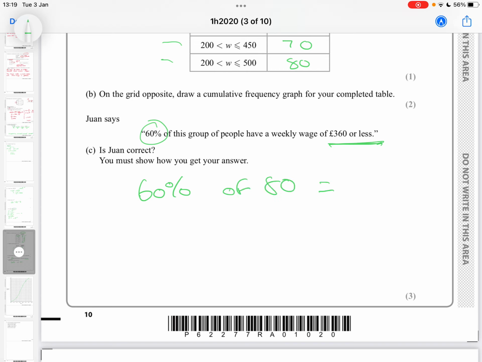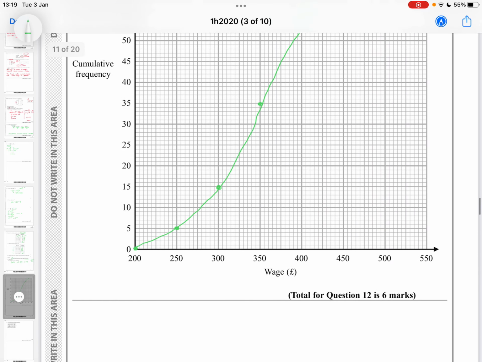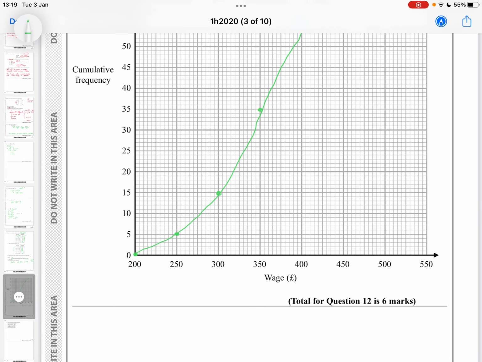So you can work this out any way you like. You can break it down. 10% is 8. And then you could times that by 6 to get what 60% is, which is 48 people. Okay, so if I then go to the graph and actually read off, 360 is going to be here.